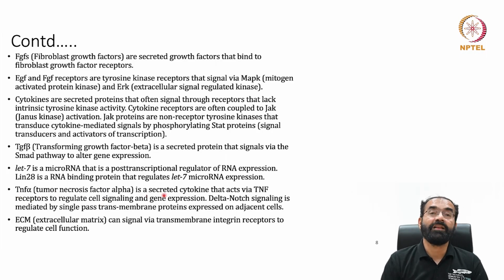Tumor necrosis factor alpha is a secreted cytokine that acts via the TNF receptors that regulate cell signaling and gene expression. Delta-Notch signaling is another signaling event, where both of them are single pass transmembrane proteins, and they have to be present in adjacent cells, which we often refer to as juxtacrine signaling. And then comes the last part, the ECM, extracellular matrix, which can also signal the adjacent cell via the transmembrane integrin receptor to regulate cell function.